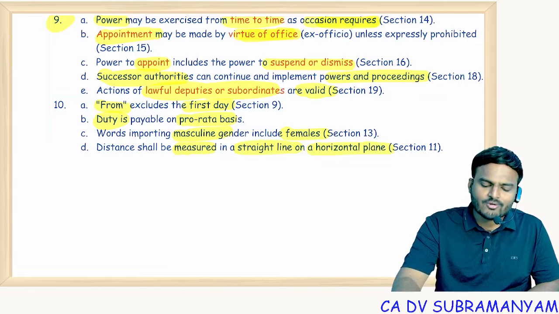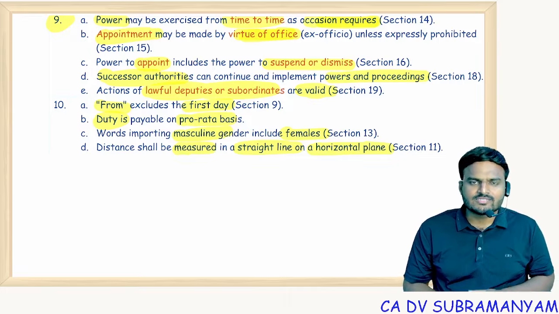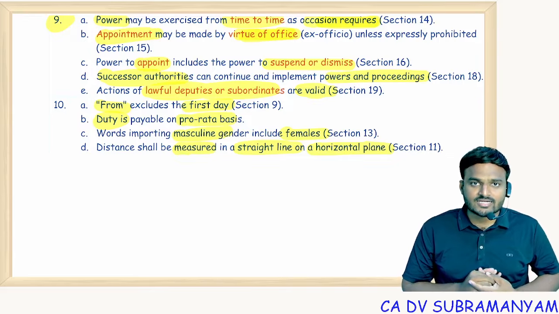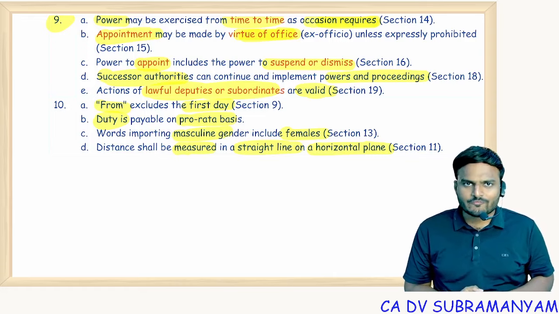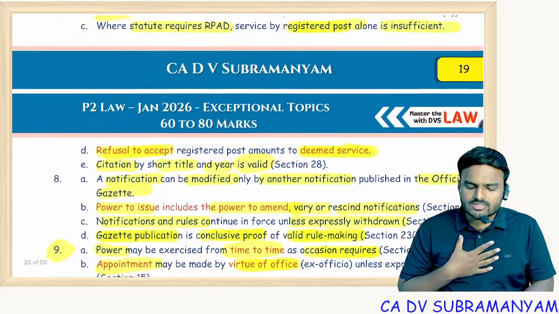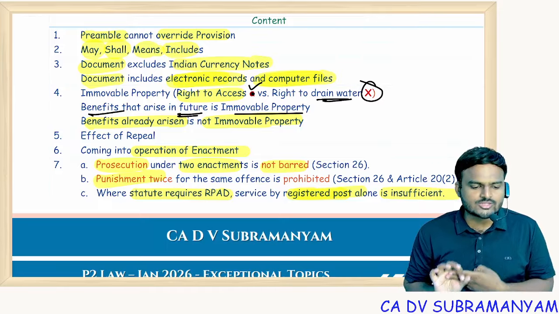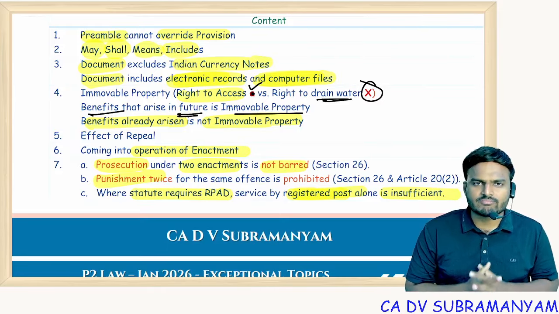So all the points in General Clauses Act I covered. Of course, some definitions are there. Some definitions, year, calendar year, financial year, good faith. Just give them one time reading. For me, two definitions are very important. That is document and immovable property. I covered these two. Balance, just give one time reading.